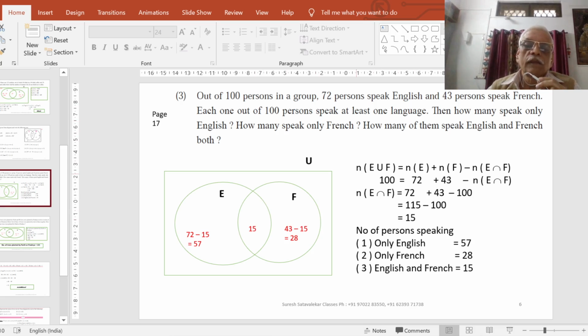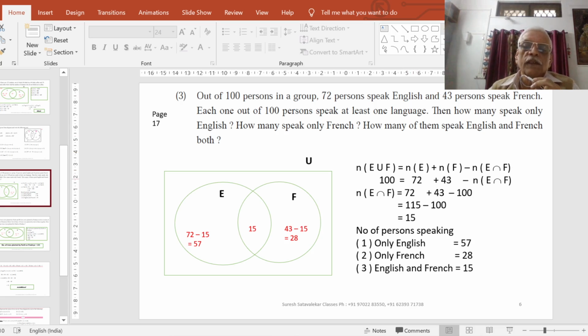Now here we shall use the theorem: number of elements in E union F is equal to number of elements in E plus number of elements in F minus number of elements in E intersection F. Now number of elements in E union F, that is, all elements, are 100, equal to number of elements in E, those who speak English, 72, plus number of elements in F, 43, minus number of elements in E intersection F, which is not given.